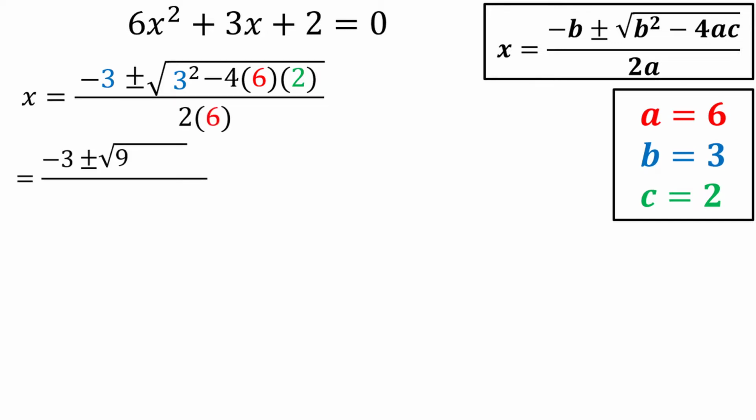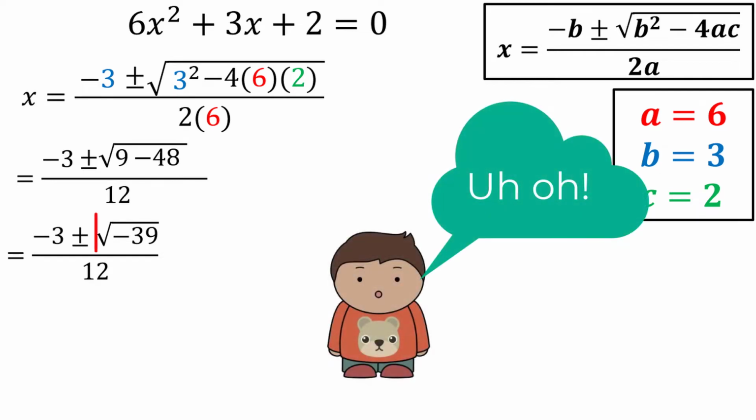3 squared is 9, and negative 4 times 6 is 24, times 2 is negative 48. 2 times 6 is 12. Combining the constants under the square root, we have negative 3 plus or minus the square root of negative 39 over 12. Uh-oh! Looks like we have a negative value underneath the square root.